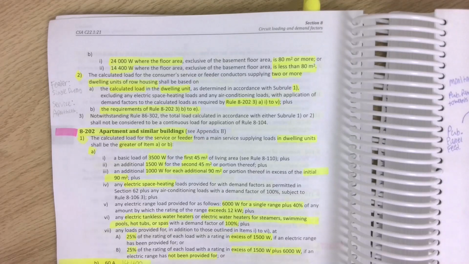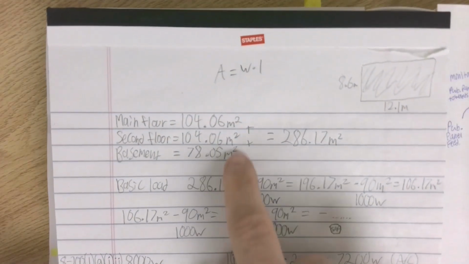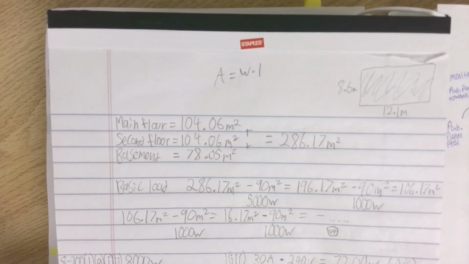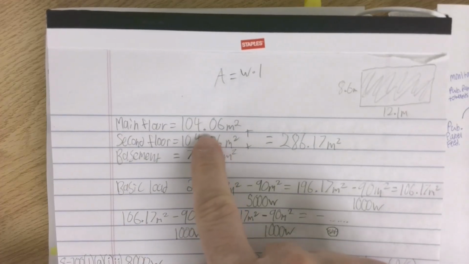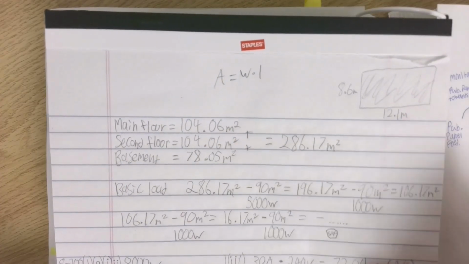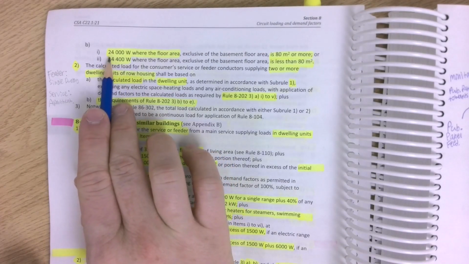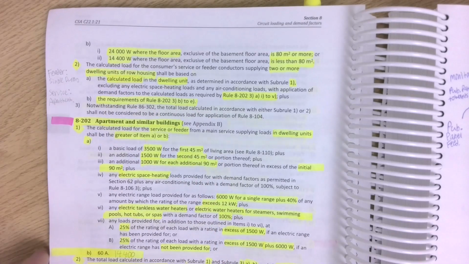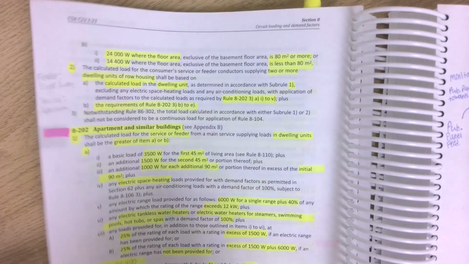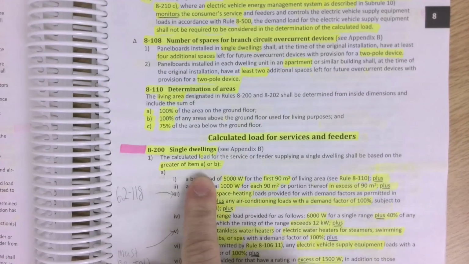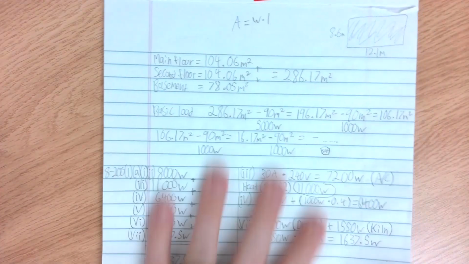But we already know from calculating at the top, and this is why I did each floor individually, we already know that one floor is above 80 meters squared. So we're definitely going to look at 24,000 watts, but that is less than everything we just did for our calculation. So I don't care about item B. I'm going with item A because that's the greater value. And so now I need to size my wire and my overcurrent.